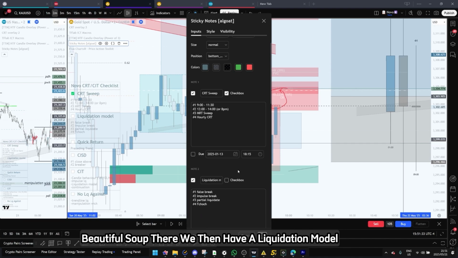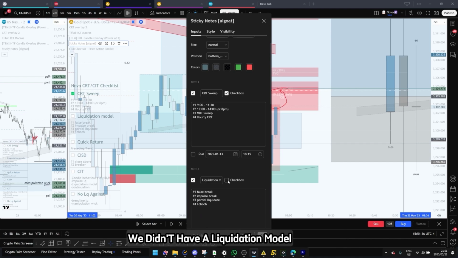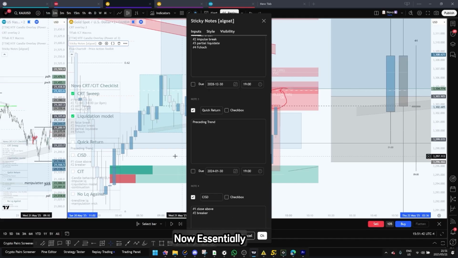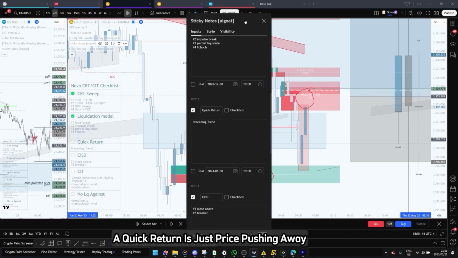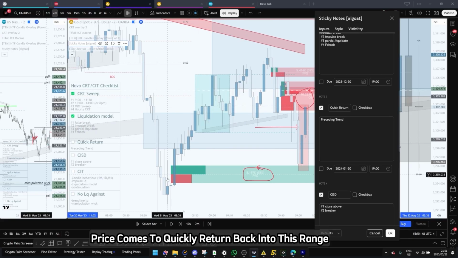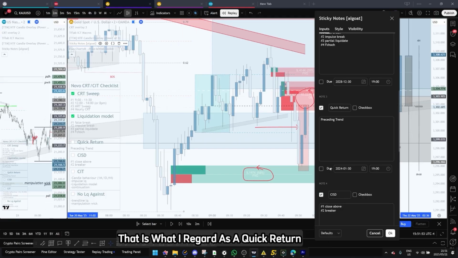We then have a liquidation model, which was our total sweep, which we identified on the high time frame. And we do have price quickly returning back into the range. Essentially, a quick return is just price pushing away. So here's where price made the sweep just below this line, and you see how price comes to quickly return back into this range. That is what I regard as a quick return.